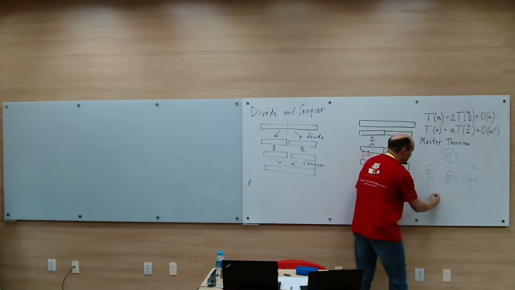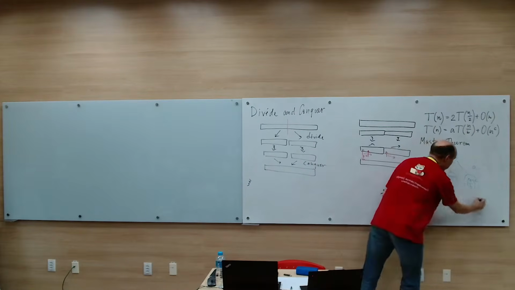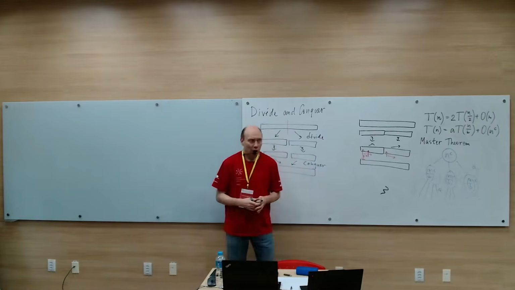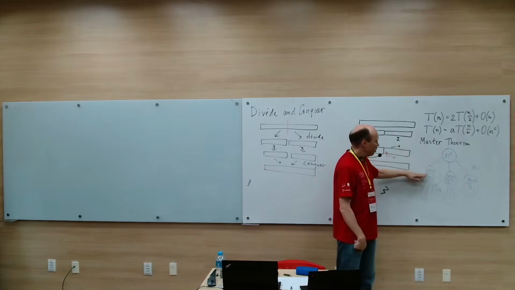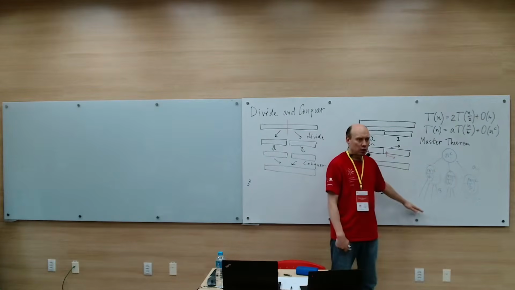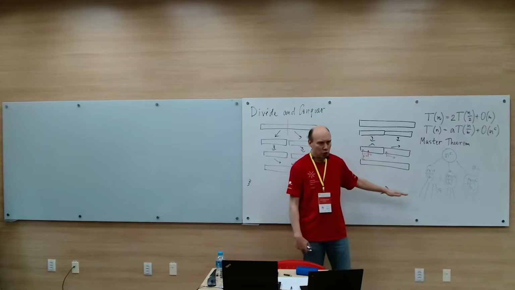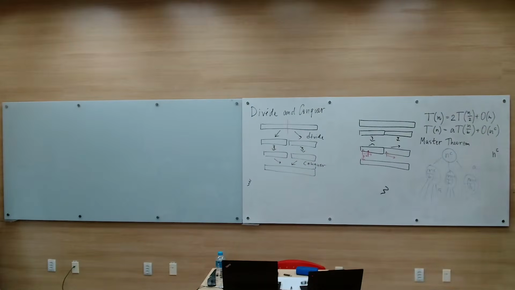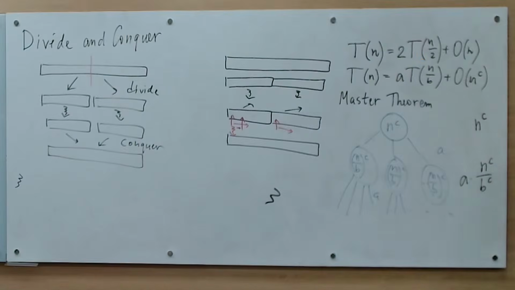Then each of those is again divided into a parts, and so on. So there are actually 3 main options. Let's see what the total complexity of the corresponding level of this tree is. As you can see, here we have n to the power of c. Here we have a times n to the power of c divided by b to the power of c. Here we would have a squared times n to the power of c divided by b to the power of 2c, and so on.